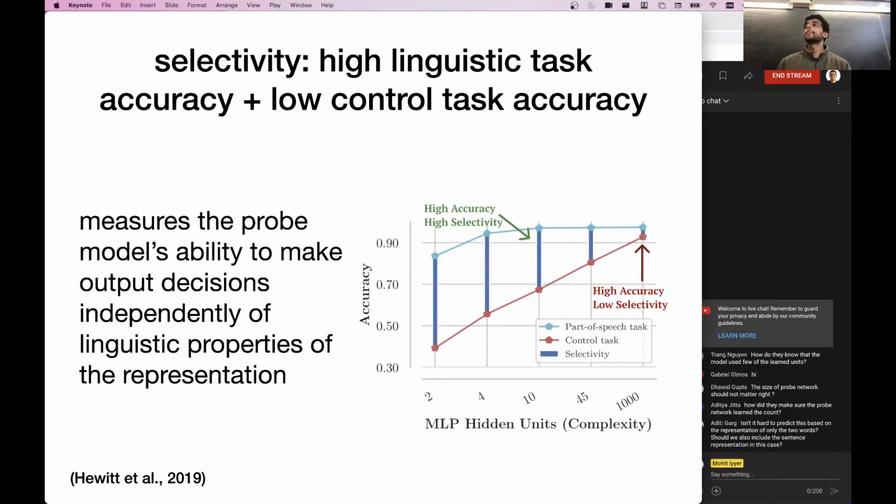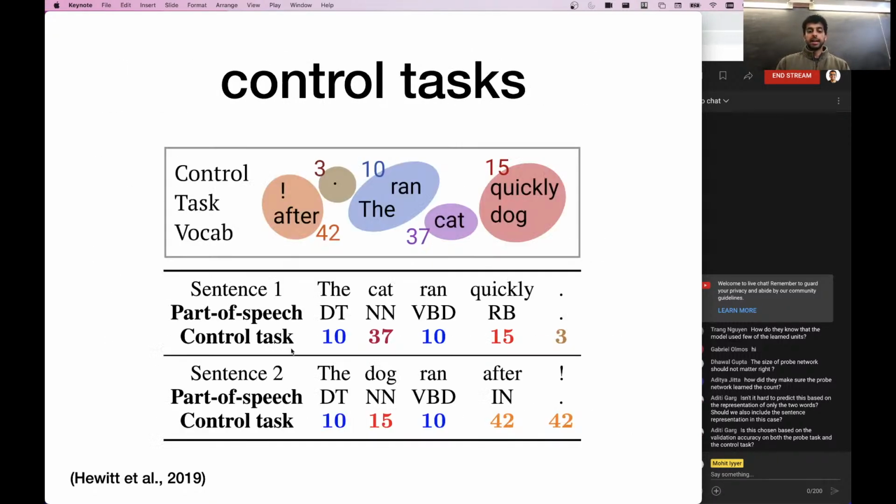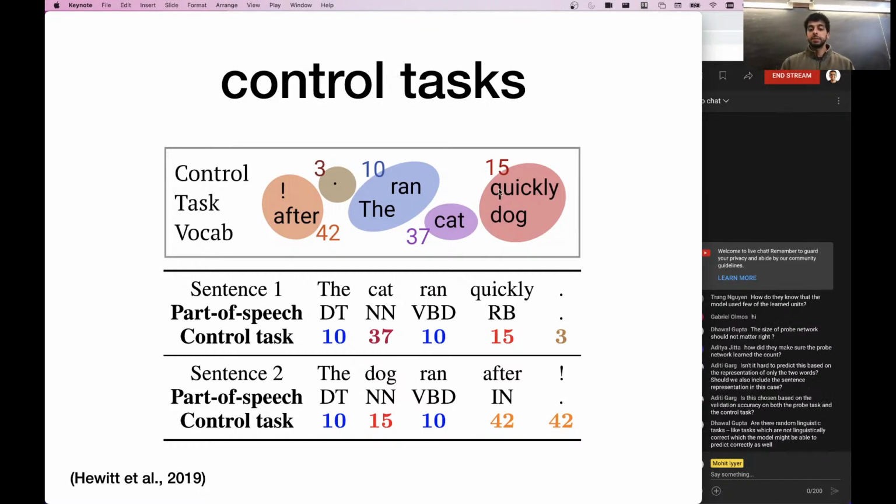Yeah? So even if the network is really complex, why would it learn some random control task out of all the randomness? So remember that the control task you also provide training data for to the probe network. So it will learn specifically this mapping that is present in your data set that you're giving it. But the idea is that this is not a mapping that it should be able to learn.